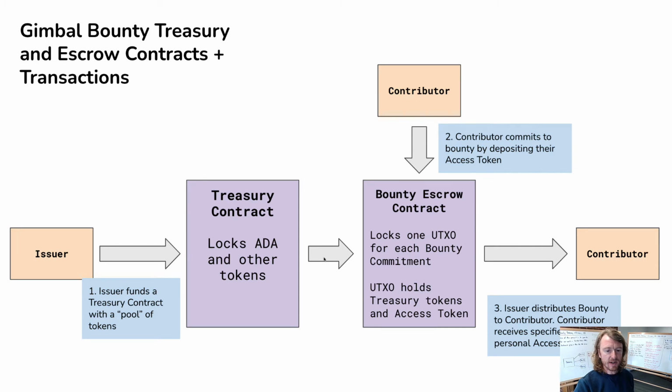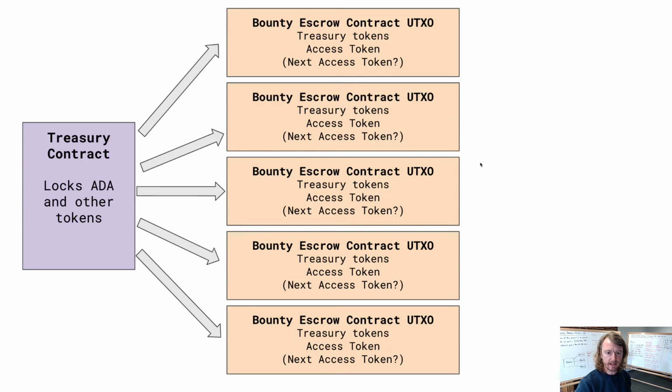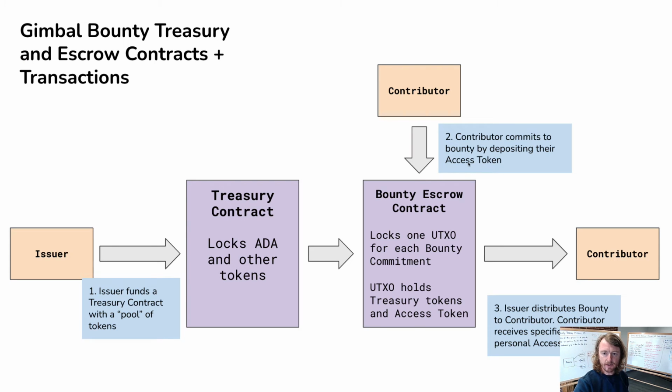The next transaction, there's an arrow here, but really it's the contributor who makes a triggering transaction that draws from the Treasury contract and from the contributor's wallet to lock an individual UTXO at the bounty escrow. Okay, so the contributor must have this access token. Okay, this is a token that for now I mint, but there's many other ways to think about this.